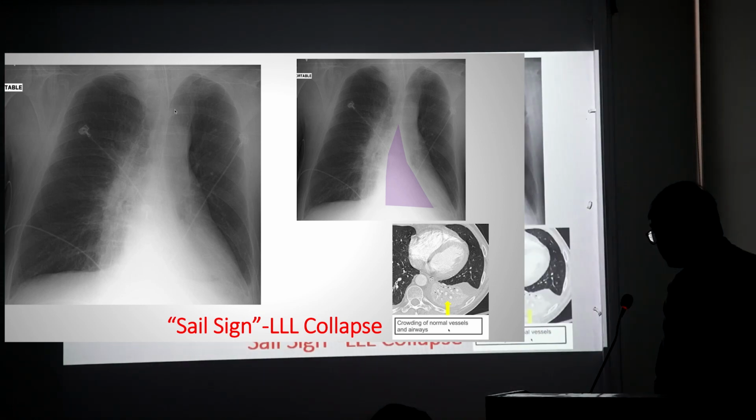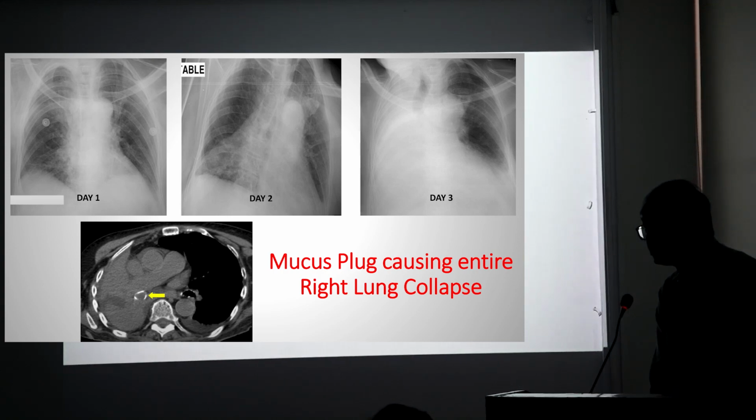What is a sail sign? If there is a left lower lobe collapse, it will not be visible much. We have to think beyond and we have to seek retrocardiac opacity. So there will be a triangular-like opacity. This triangle corresponds to the left lower lobe which is getting collapsed.